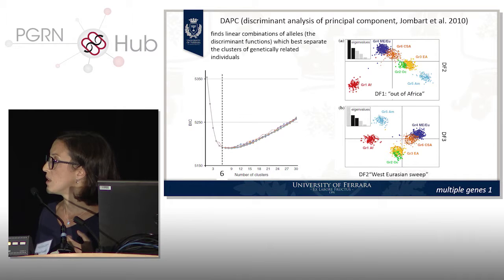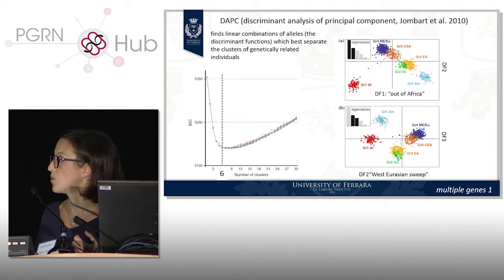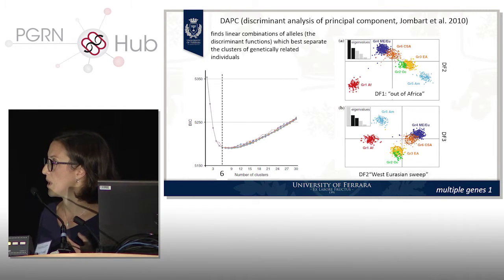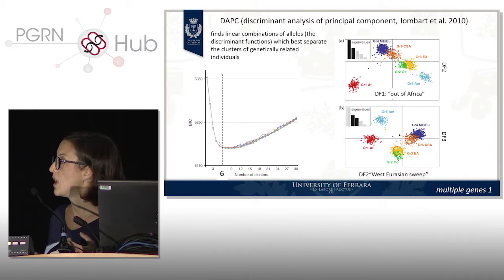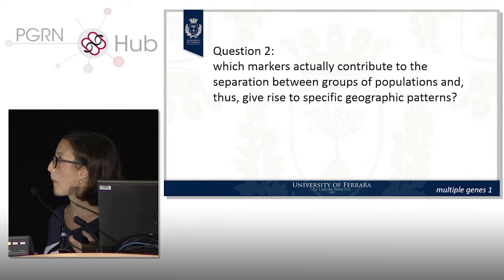While in this other panel, where you can see better represented discriminant function 2, there is something that is less obvious, and it has been called by Cooper and colleagues the West Eurasian sweep. And you have here populations from Africa on one hand, and populations from Europe at the other extreme. And we will see that some of these genes have been shaped like that because of selection.